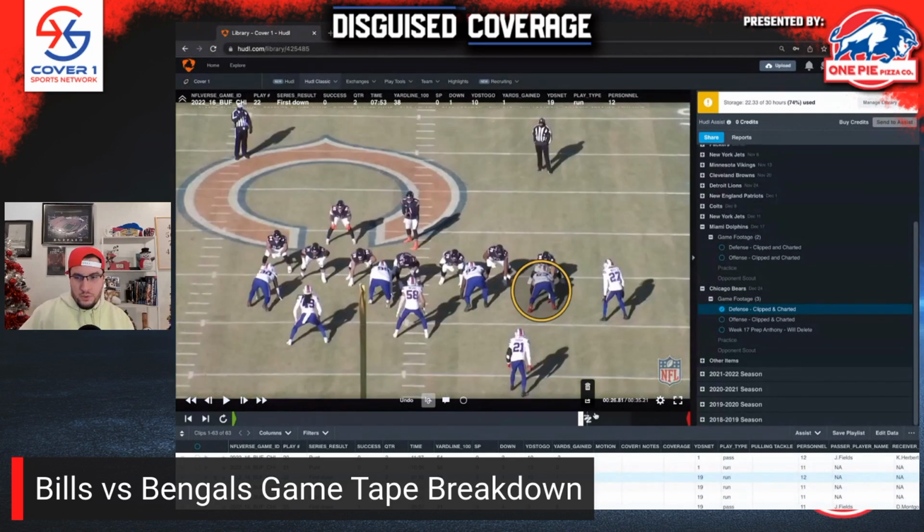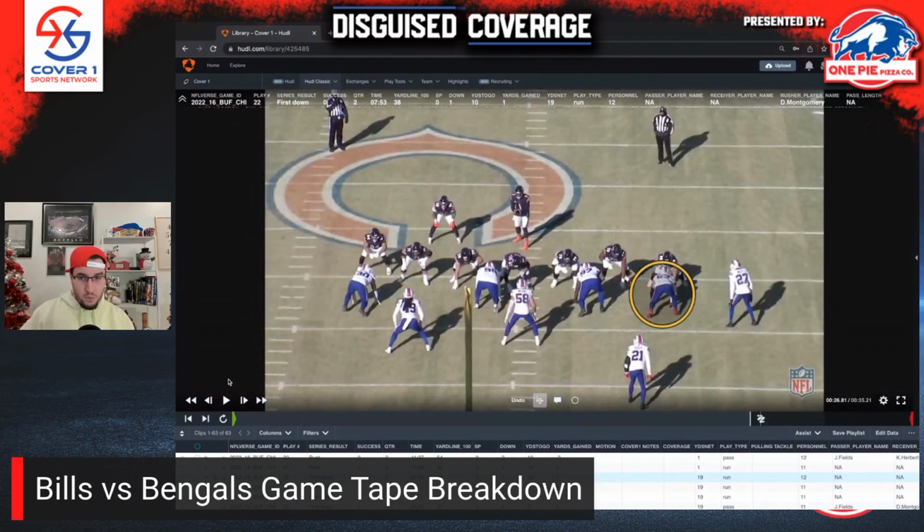All right, so this first play, again, we talk about the light boxes and the Bengals being able to get to a lot in their run game from their gun looks. This is very similar to what I showed earlier with that wham play from the Bengals against the Kansas City Chiefs.